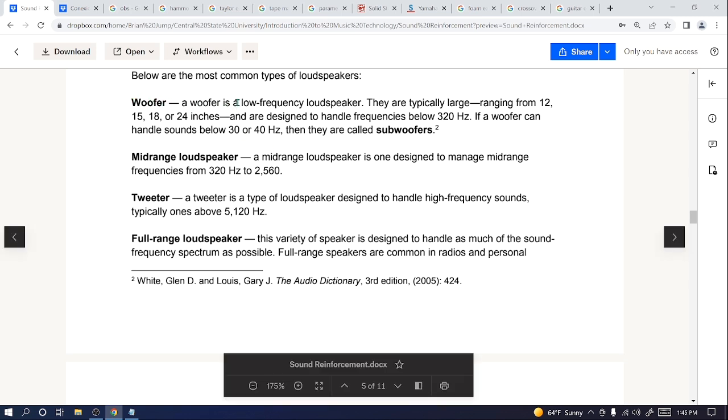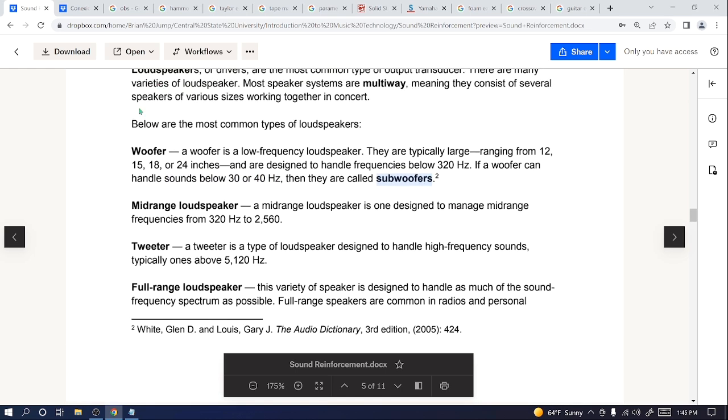A woofer is a low-frequency speaker. Typically large, from 12 inches, 15, 18, 24 inches, and designed to handle frequencies below 320, the bass range. And if it can handle sounds below 30 or 40, they are technically called subwoofers. Though, in my experience, this designation is often obfuscated.